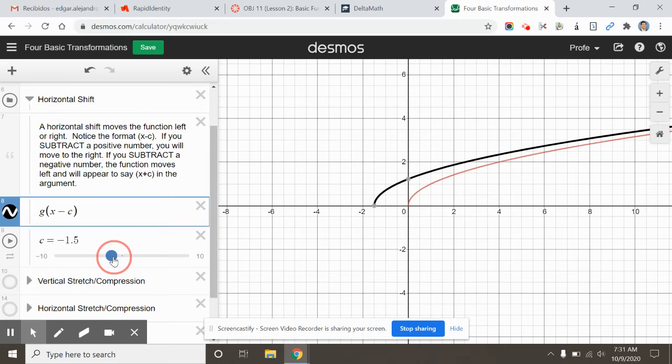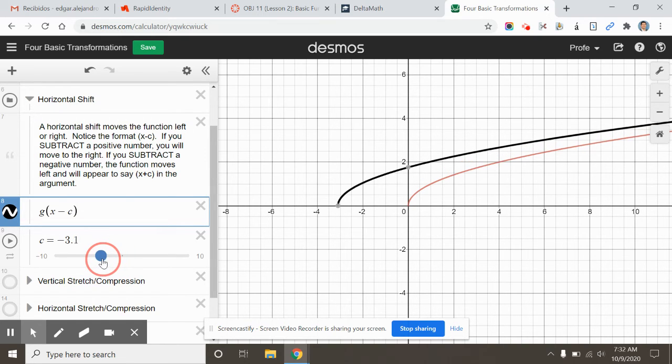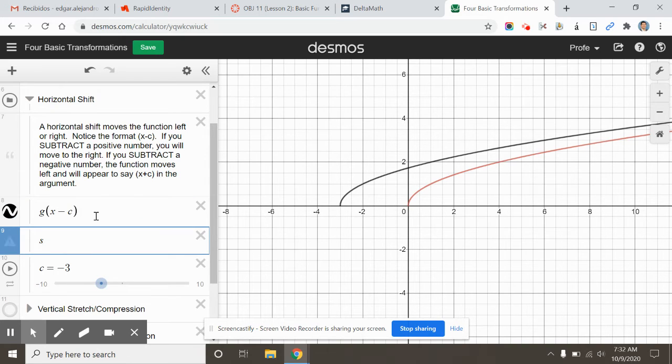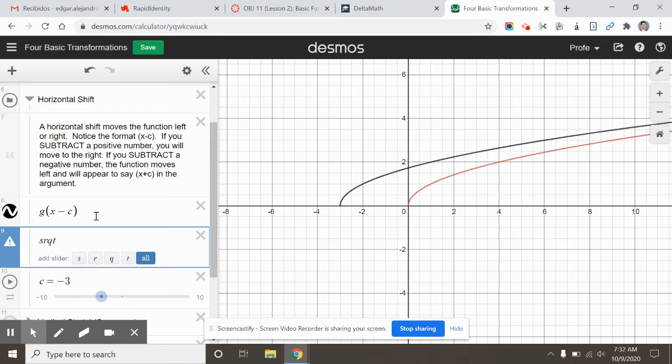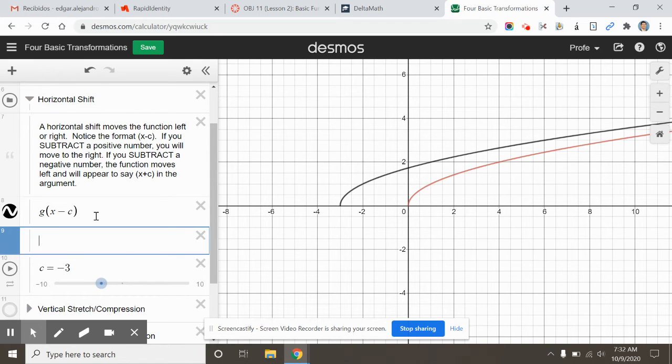If I were to subtract negative 1, in other words, if I were to add 1, then I would move 1 unit to the left. If I were to subtract negative 3, then that would move me 3 units to the left. Let me show you what this looks like in action. If I've moved this function 3 units to the left, I have graphed the function square root of x plus 3. Notice how that is the same graph, because I have essentially subtracted negative 3 from the input.